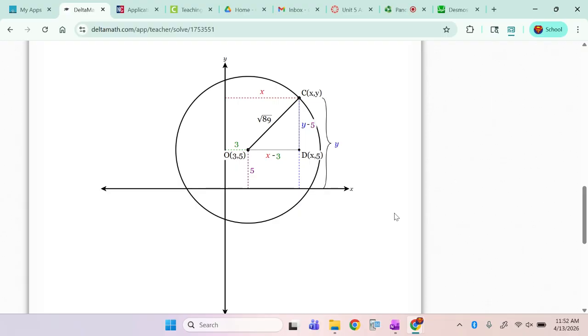Now, this is the square root of 89. Do you see an 89 or square root of 89 anywhere in the equation? Yes, right here. However, this is the radius squared. Now we're going to try another one and see if what we think is true holds up in court.